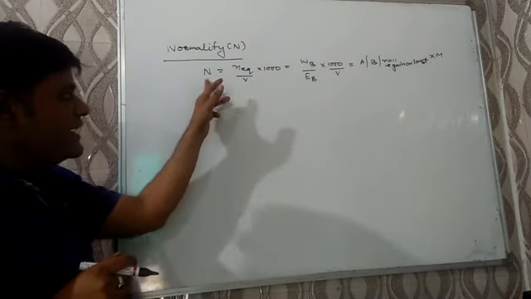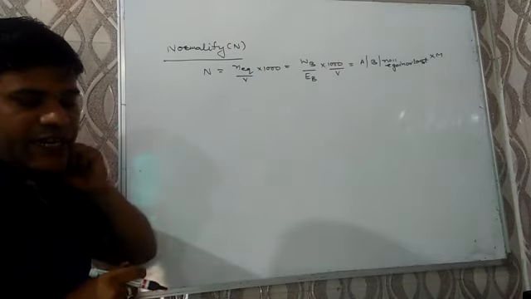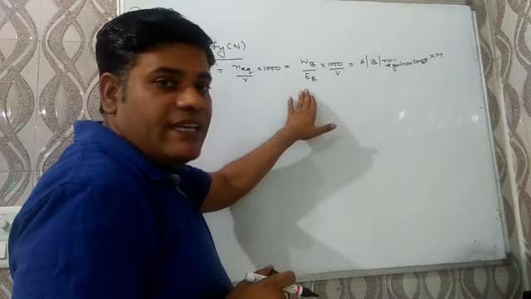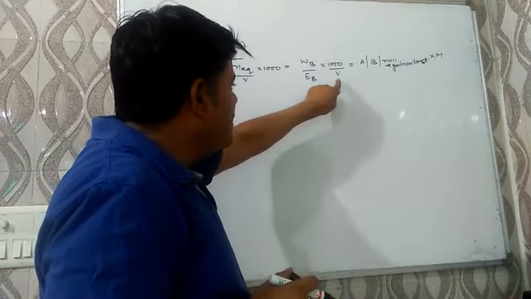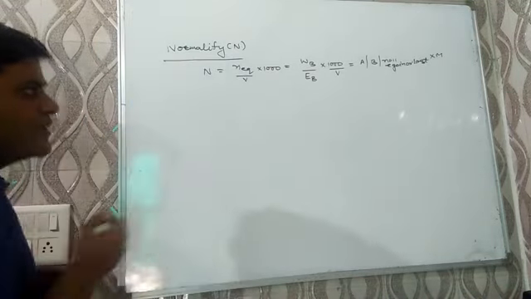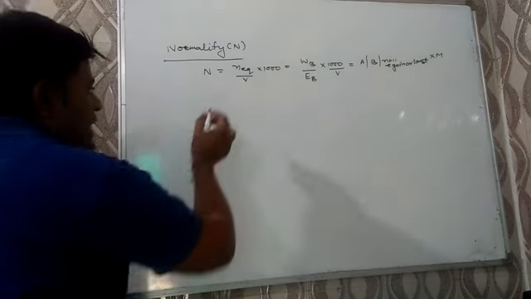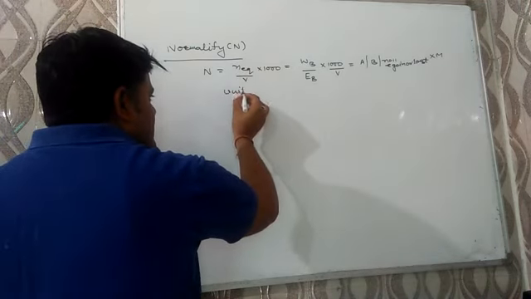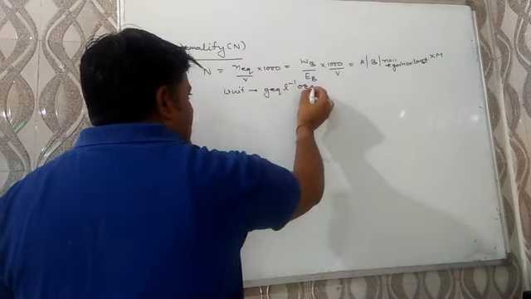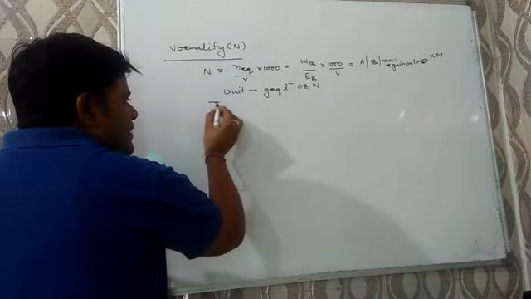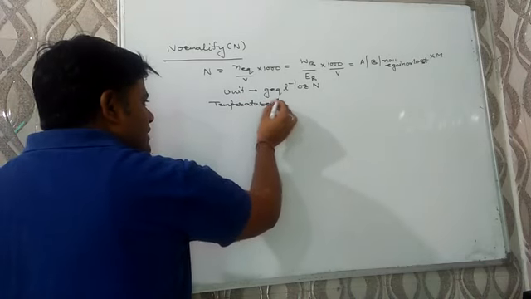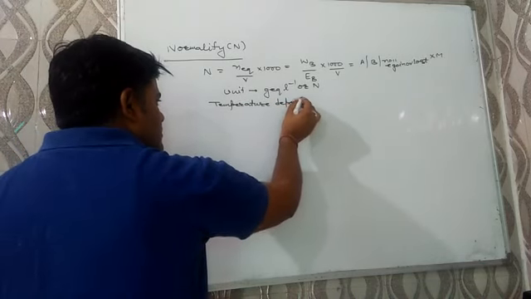Here n is the normality, V is the volume, NEQ is the number of gram equivalents, WB is the weight of the solute, EB is the equivalent weight of the solute, V is the volume in ml, and n factor can be acidity, basically we are going to discuss it now, and m is the molarity. Its unit is gram equivalent per liter, or normal, and it is a temperature dependent quantity as volume is involved.